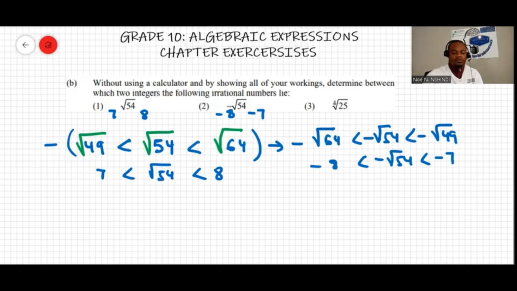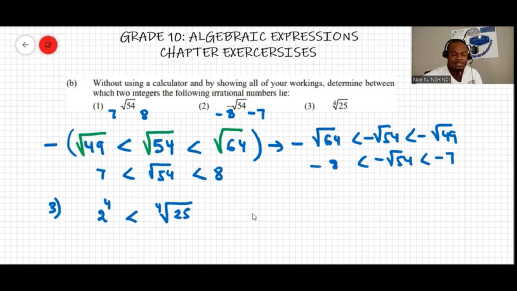Now for question 3, we have over here the fourth root of 25. Now, how can I find those numbers? I need to find a number to the power 4 on the left, and another number on the right that is to the power 4, around the fourth root of 25. So the numbers will be like 16, because it is 2 to the power 4. If I take 2 to the power 4, it's 16.